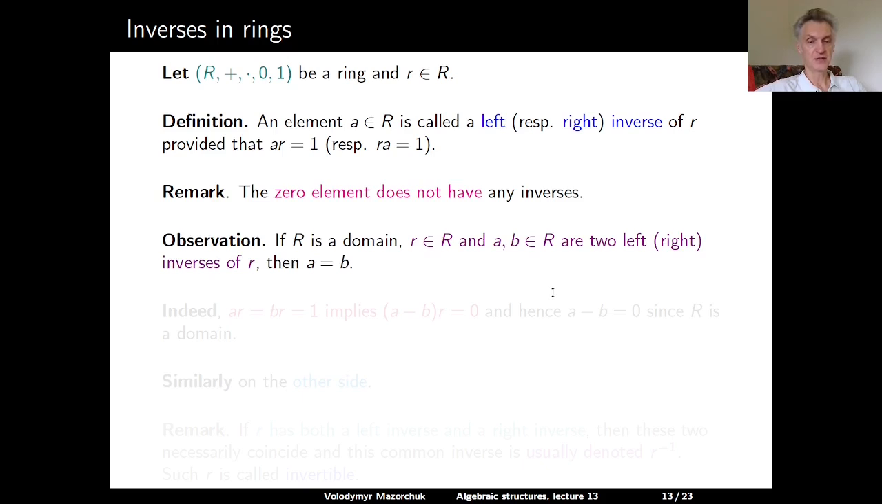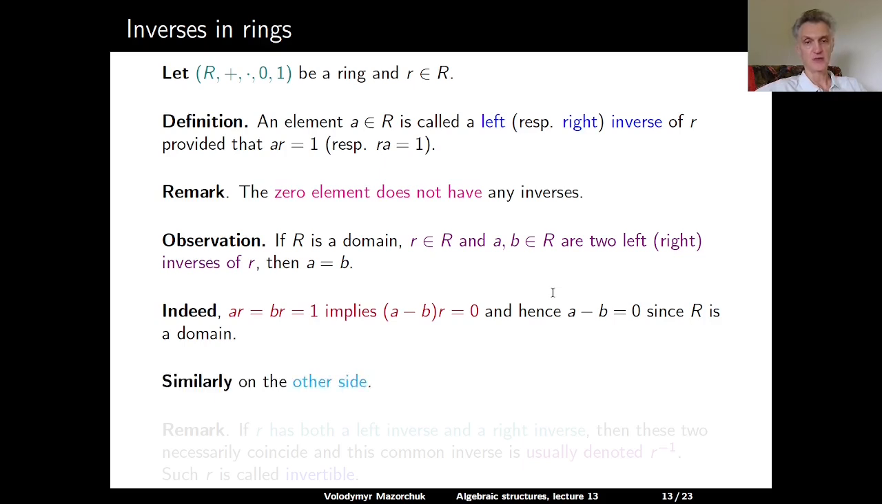And a little observation: if our ring R is a domain, and little r is an element in R, and A and B are two left inverses of this element little r, then A is equal to B. Indeed, the fact that Ar is equal to Br is equal to the identity implies that A minus B times r is 0. And since R is a domain, this means that A minus B is 0. And so A is equal to B. And similarly, we can check this on the other side.